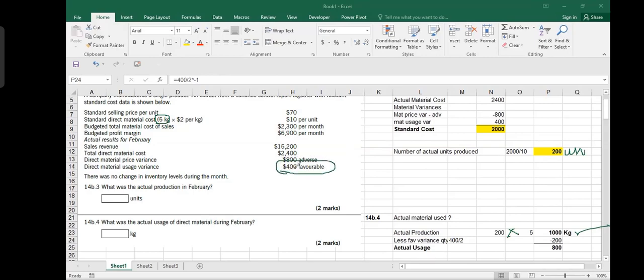So if it is $400, how many kilograms were favorable? I just divide 400 by the cost per kilogram, $2. So we consumed 200 kilograms less. When I say that it is favorable, it means that we are using less material. So therefore I subtract 200 from 1000 and I say that actual material usage is 800 kilograms. Are we clear on this? Yes, sir, got it.